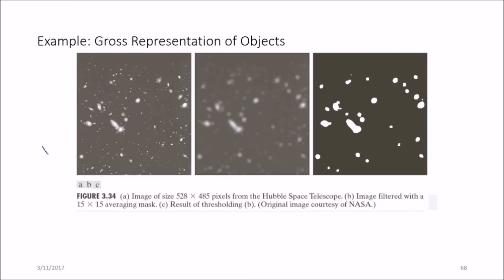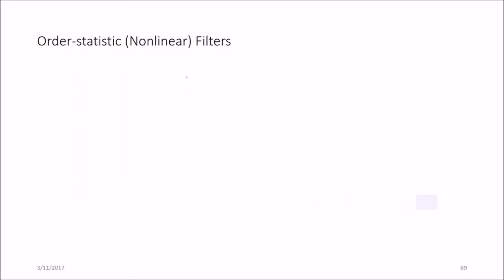This is the gross representation of objects. This is the image of size say 528 by 485. Now this is the image filtered with a 15 by 15 averaging mask. Okay, and this is the result of thresholding. You can threshold it.